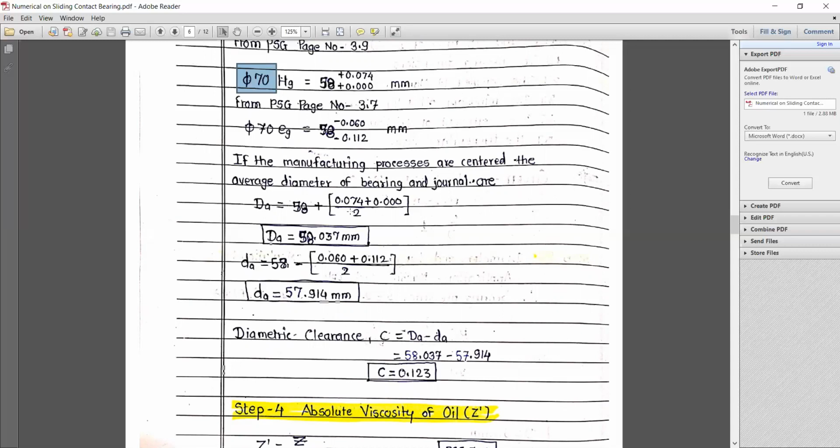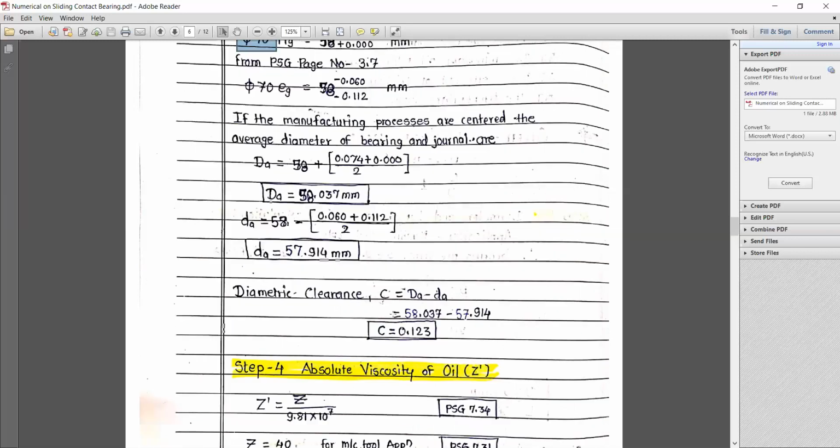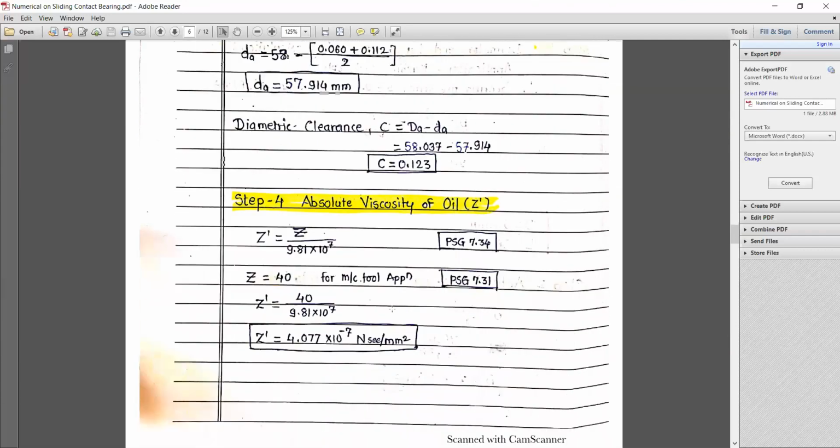When we take the difference between these two diameters, we can directly find the diametric clearance. So I request all of you to properly select the tolerances from the tolerance chart which is provided to you, from PSG design data book page numbers 3.7 and 3.9. So here we find the diametrical clearance, that is C, equal to 0.123.